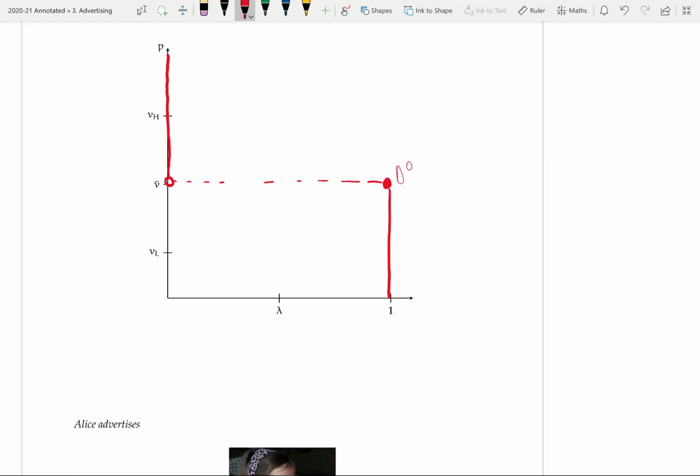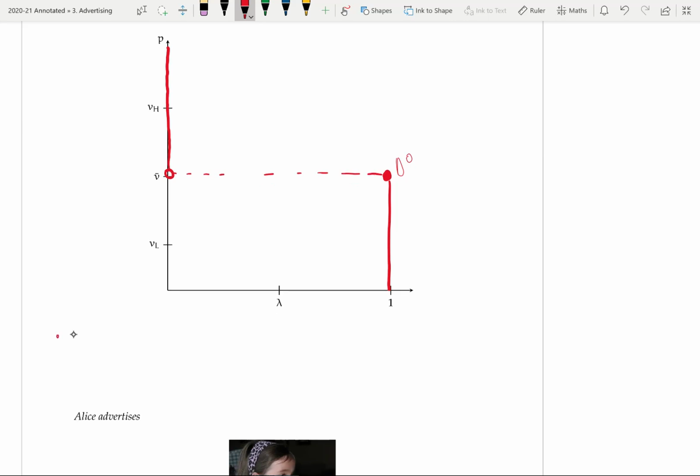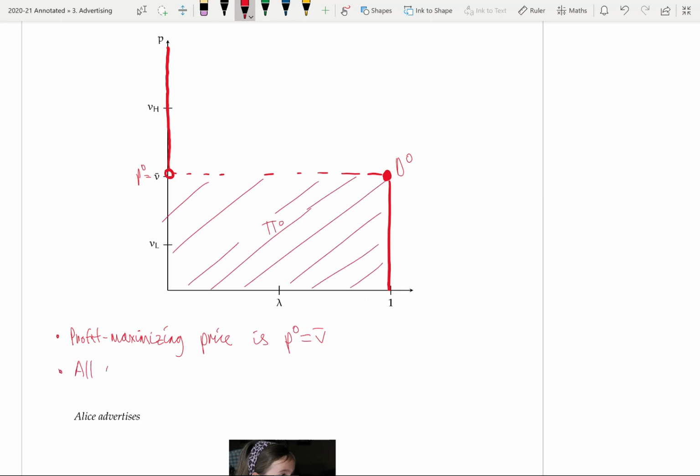If she prices any lower, then she's giving up some revenue. So the optimal price here is V bar. So we'll denote the profit maximizing price by P0. The maximum profit is going to be the area under the demand curve there, pi naught. So all the Connies buy, and the maximum profit is V bar. In our example with the numbers, P naught was 5 and pi naught was also 5.